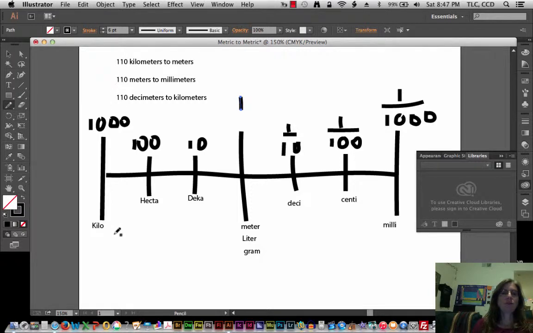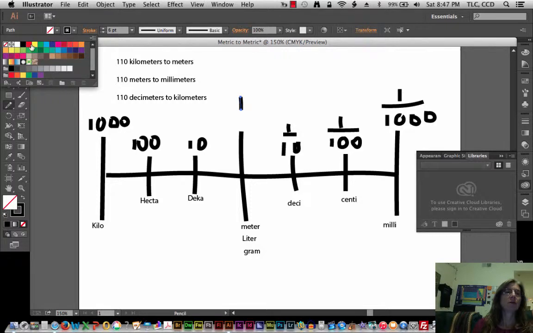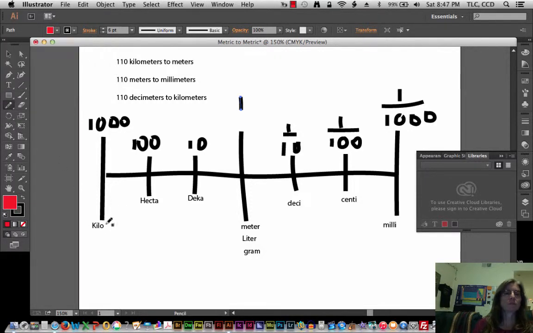What I like to do is put the number, I wonder if I can change that color. Let's see. If I put the number 110, because I have 110 kilometers right there. Oh, the color didn't change. Alright, so I'm just going to put 110 here for 110 kilometers. And I want to convert that to meters.